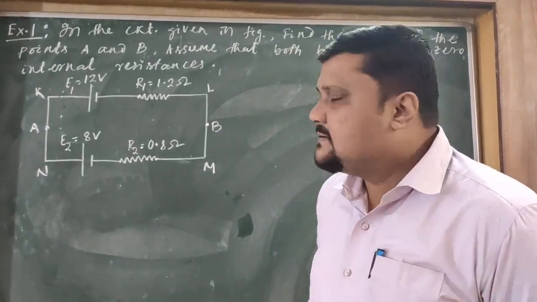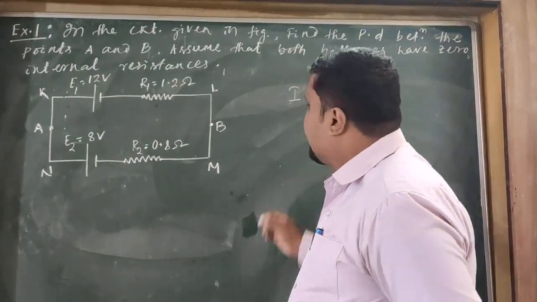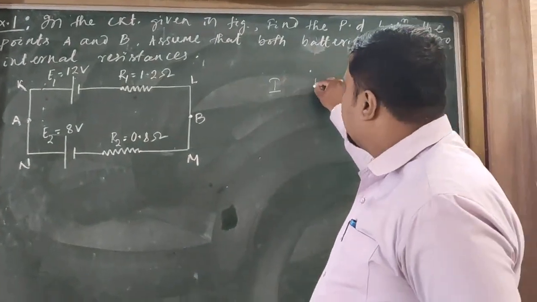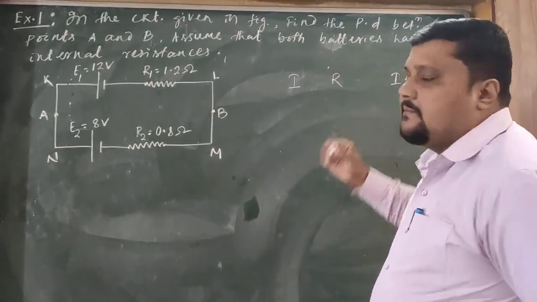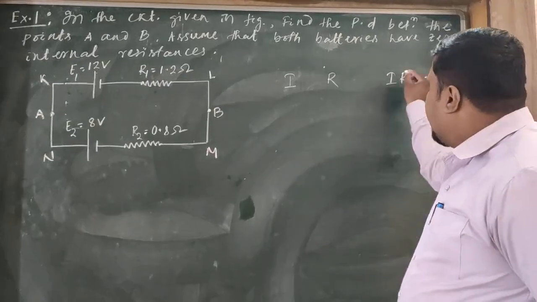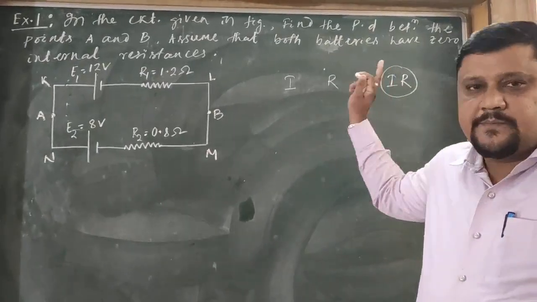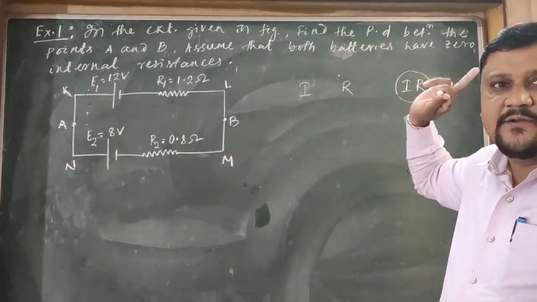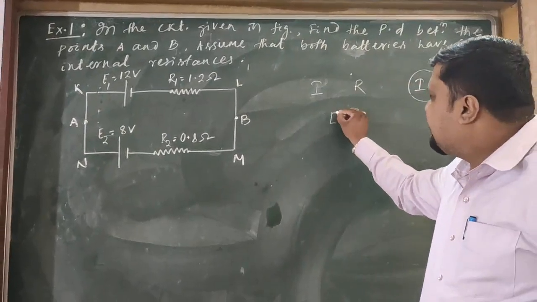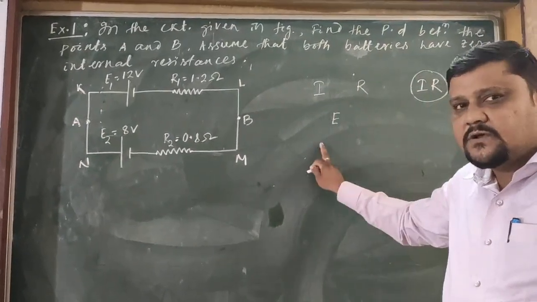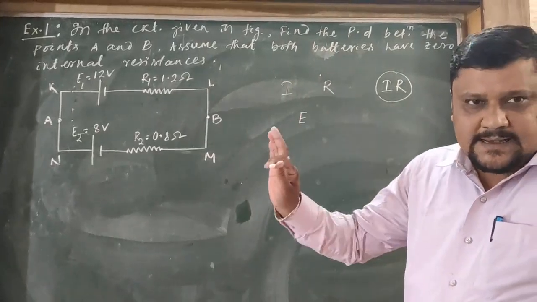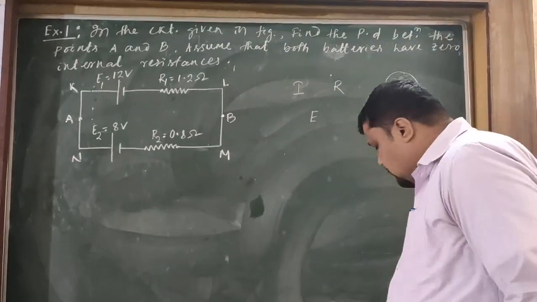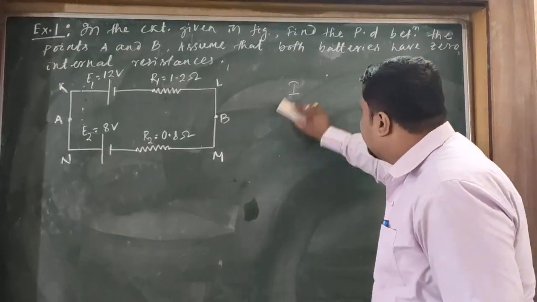Potential, in the sense that if a current I flows through a resistor R, then the potential drop is V equal to IR. For IR we are already using a sign convention. Similarly, for a cell of EMF E, we also use a sign convention. Let me recall what we understood about the sign convention.